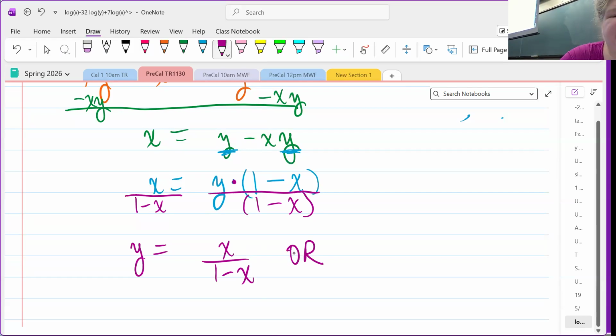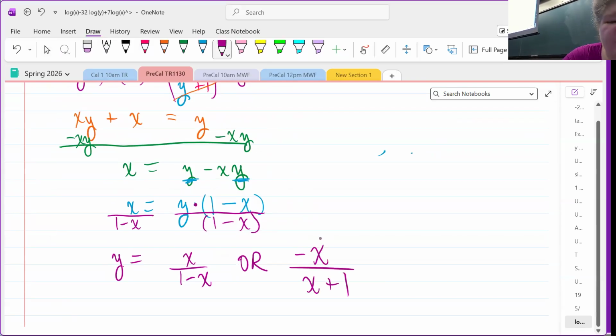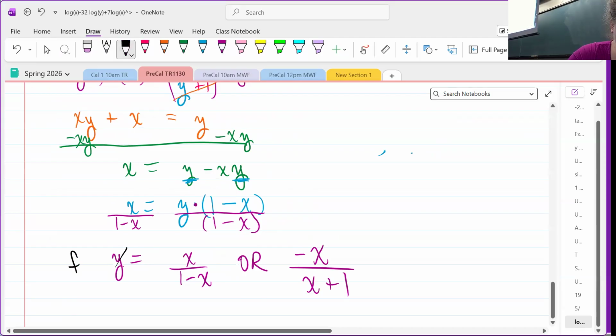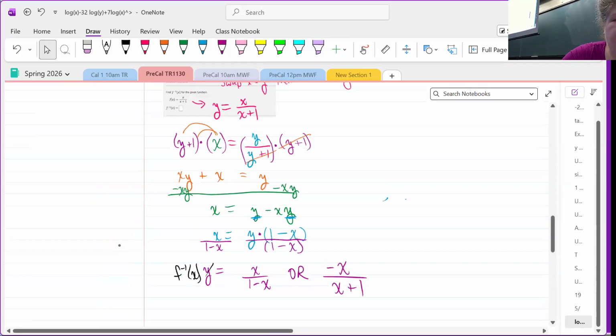Now, if you solved it a different way, if you minused the y and minused the x, your result would be negative x over x plus 1. Either of those are correct here. And then the very last step is just to trade out the y for the f inverse of x notation. But on WebWork, you're just typing in whichever formula you got.